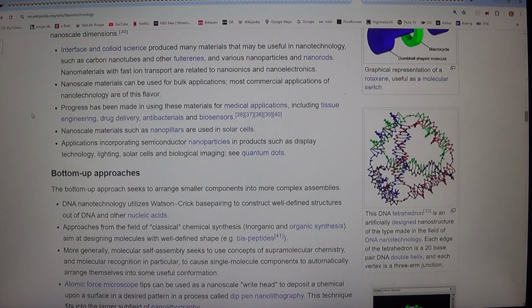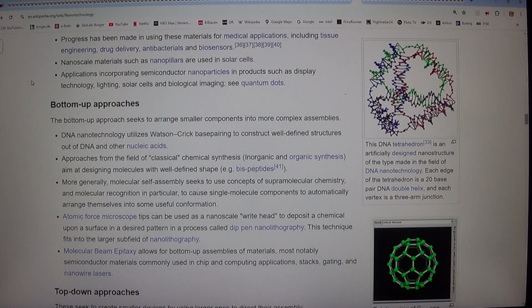3. Progress has been made in using these materials for medical applications, including tissue engineering, drug delivery, antibacterials and biosensors. 4. Nanoscale materials such as nanopillars are used in solar cells. 5. Applications incorporating semiconductor nanoparticles in products such as display technology, lighting, solar cells and biological imaging; see quantum dots.